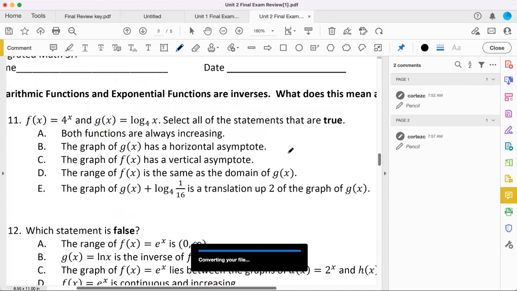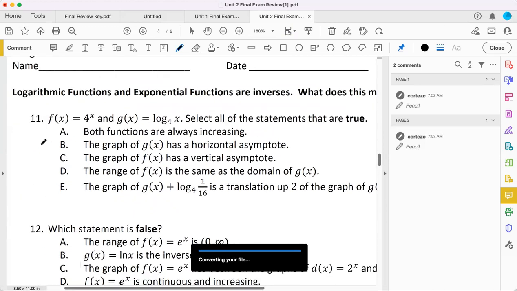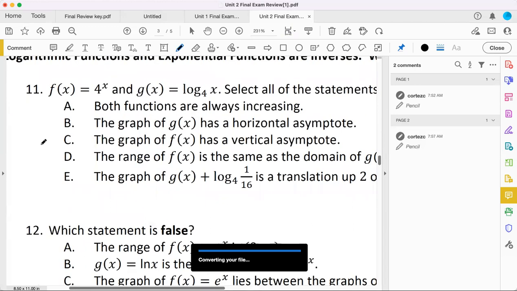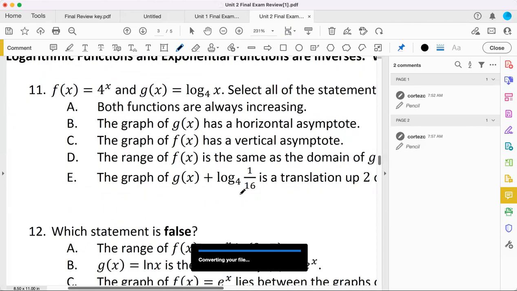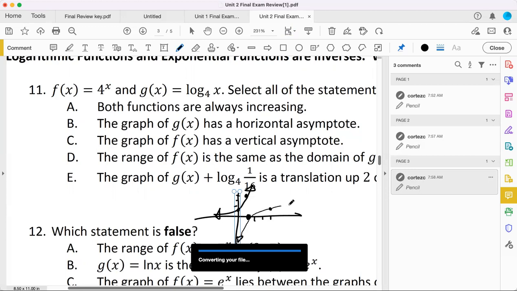I really like these problems here. I know it doesn't seem like an enjoyable one, but I'm hoping at this point in the game you can just do a quick sketch of 4 to the x and say, all right, well, y-intercept is just 1. It hits 1, 4. And then log 4 of x, that's just the inverse of it. So let's break this one down. This is just a super quick sketch.